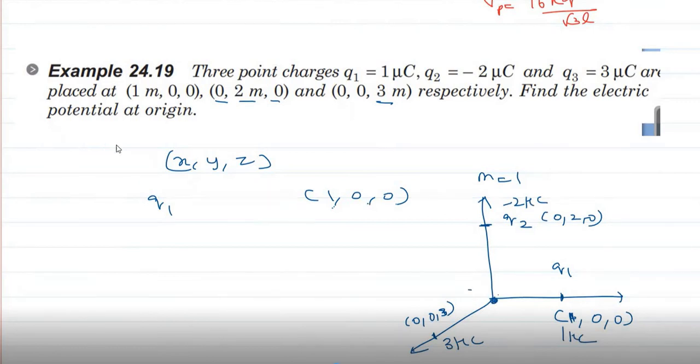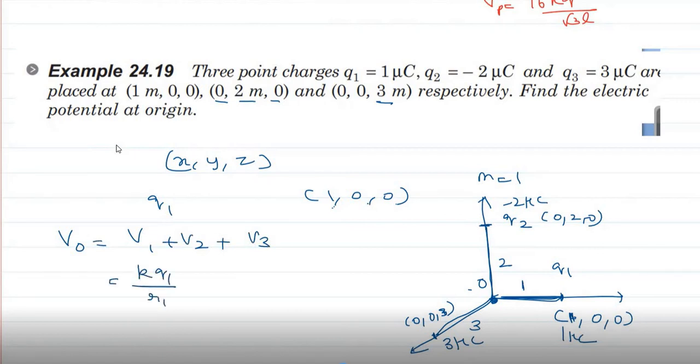Okay, so the distance is clearly given here. The distance is 1. Here the distance is 3. Here the distance is 2. So at O, what is the potential? It will be due to 1, 2, 3, right? It is nothing but K Q1 by R1 plus K Q2 by R2 plus K Q3 by R3.